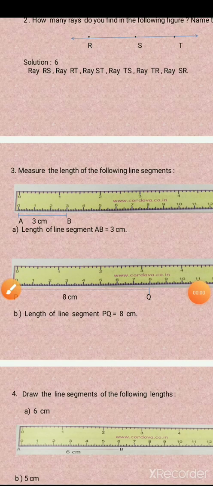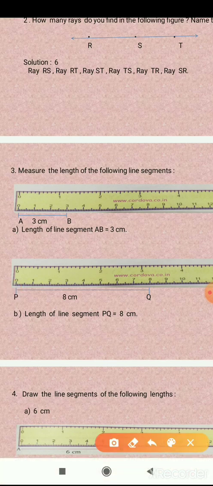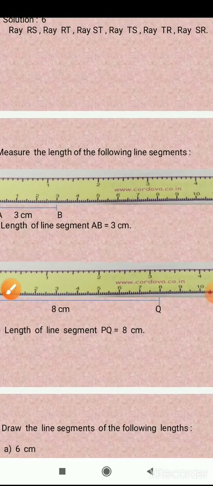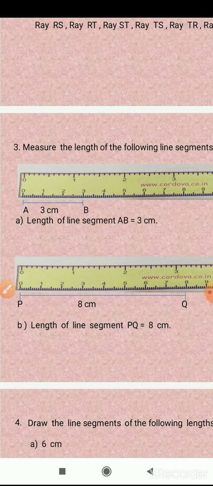Okay. Next question number 3. Measure the length of the following line segments. So first example is we have to measure the length of line segment AB. So students, you have learned how to measure a straight line segment. So here AB is the straight line segment. So you have learned to measure the length of a line segment.